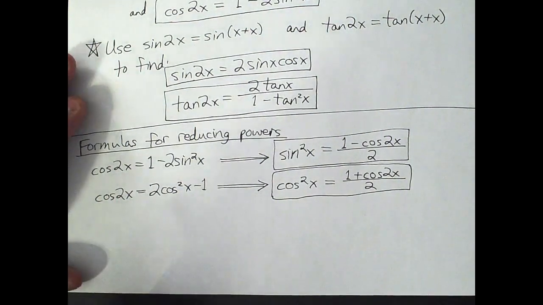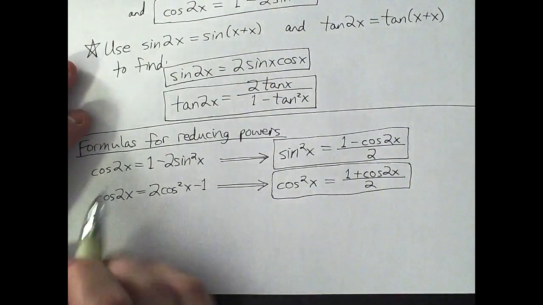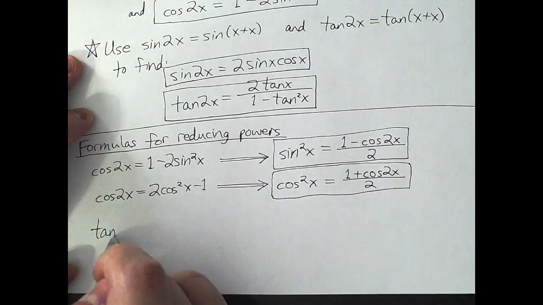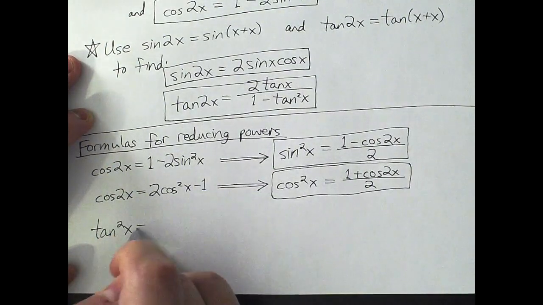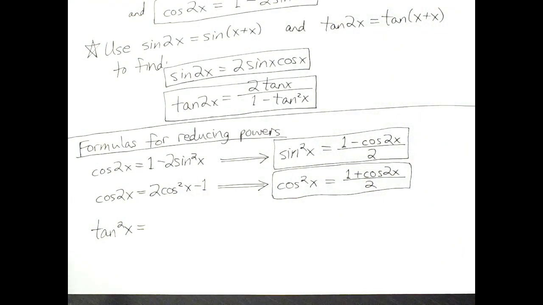All right, now, tangent is probably more complicated, right? Tangent is usually just a little bit trickier than sine and cosine. So here's what we're going to do. We want a formula for reducing powers for tangent. So I want tangent squared x equals something.